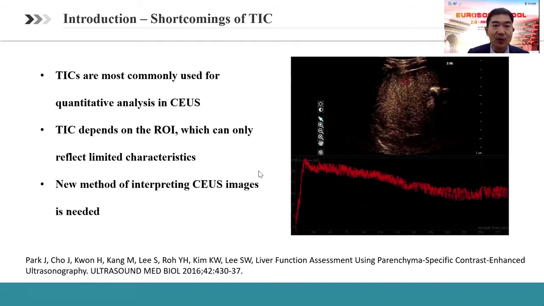The TIC is most commonly used for quantitative analysis in CEUS, but the TIC depends on the ROI, which can only reflect limited characteristics. For example, this is the TIC, and the ROI is very small, but this liver is very large. The ROI only reflects this limited area of characteristics of CEUS. So, a new method of interpreting CEUS images is needed.